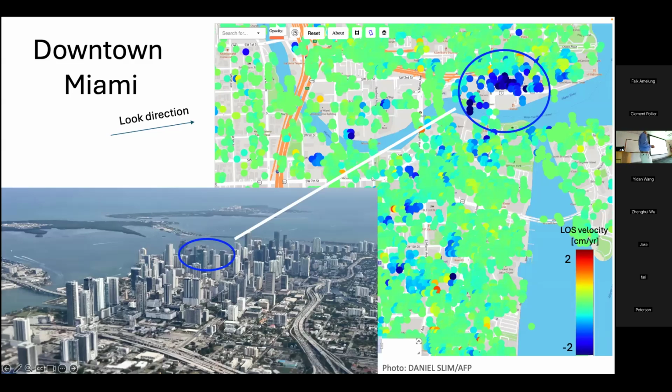So there are other places where we see subsidence, actually quite a lot, and we haven't looked at it in detail. In downtown Miami, there is significant subsidence. There it is quite complicated to assign the pixels to certain buildings. We don't really know where the scatterers are. That is something to do in detail. And there are a couple of buildings over here. One of them is the Panorama, where we do see subsidence as well.